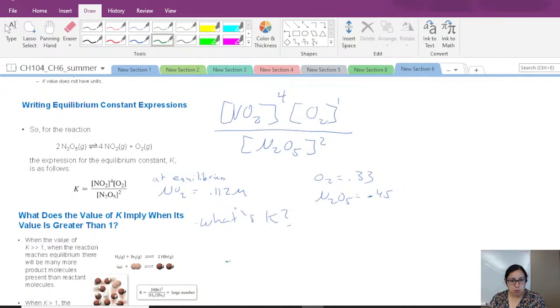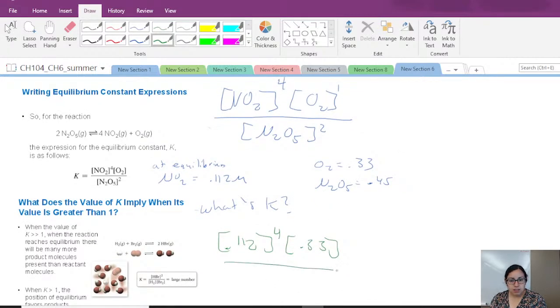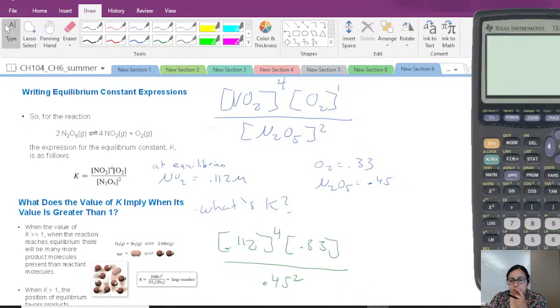So 0.112, to the 4th, that's all we're saying, times O2, which would have been to whatever power, but it was to the 1 anyways so it doesn't matter, divided by 0.45 squared. And so Josh, you can tell me if you get the same thing.